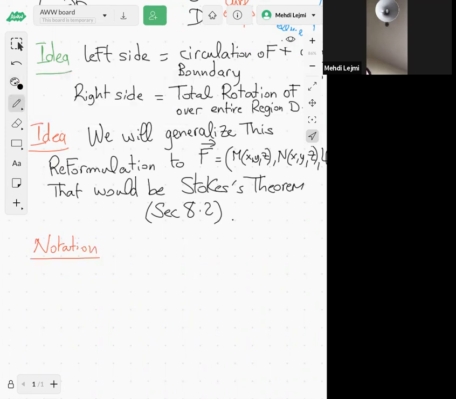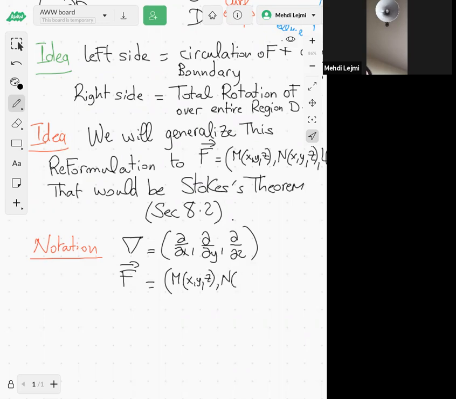So you have this nabla, which is del del x, del del y, del del z. Let's say you have this vector field F, given by 3 functions. Let's say M(x,y,z), N(x,y,z), and L(x,y,z). So we said if you do nabla, which is a vector, cross product with F, that will be the curl of F. It's called the curl of F. So this is a cross product.